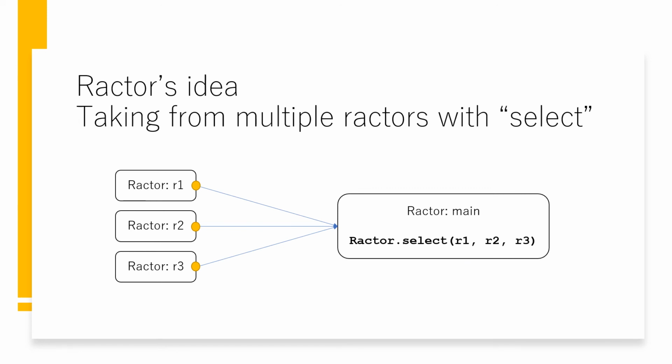You can wait for a message by taking from multiple Ractors with the Ractor.select method. In this case, R1, R2, or R3 yields the message, and the main Ractor can take the message with the Ractor.select method.